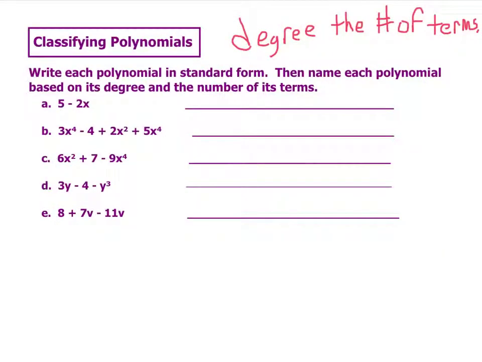We're going to put it all together here. So we're going to classify these polynomials. Write each polynomial in standard form. I'm going to show you what that is. And then name each polynomial based on its degree and the number of terms that are in it. So remember, standard form is the largest degree.